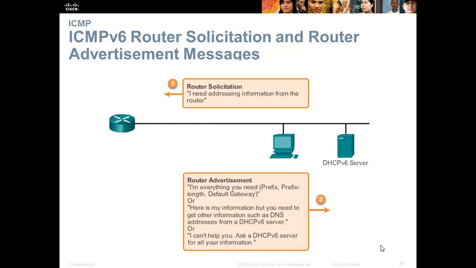Here's an example of that process with a PC and a router. That PC sends out a router solicitation message to the all IPv6 routers address saying I need addressing information from the router. The router would then reply back with a router advertisement with the option 1 of using SLAAC only, the option 2 of using SLAAC and DHCP, or option 3 of using DHCP only. So we will see this when we're trying to obtain an address or addressing information on an IPv6 network.